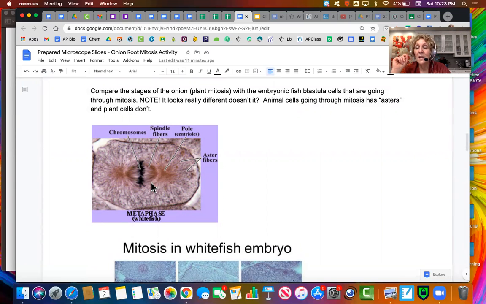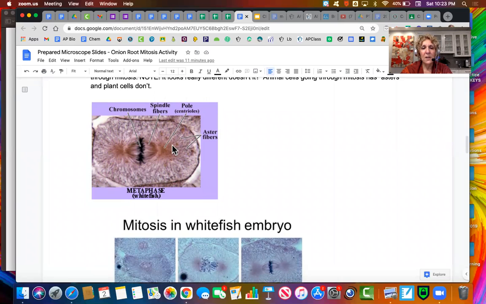So then there should also be in the lab prepared slides of fish blastula cells. So these are very early in a fish embryo's development. And these are animal cells, of course, and they look really different. They're a lot harder than the plant cells, and the animal cells, as I said, are more of a challenge.